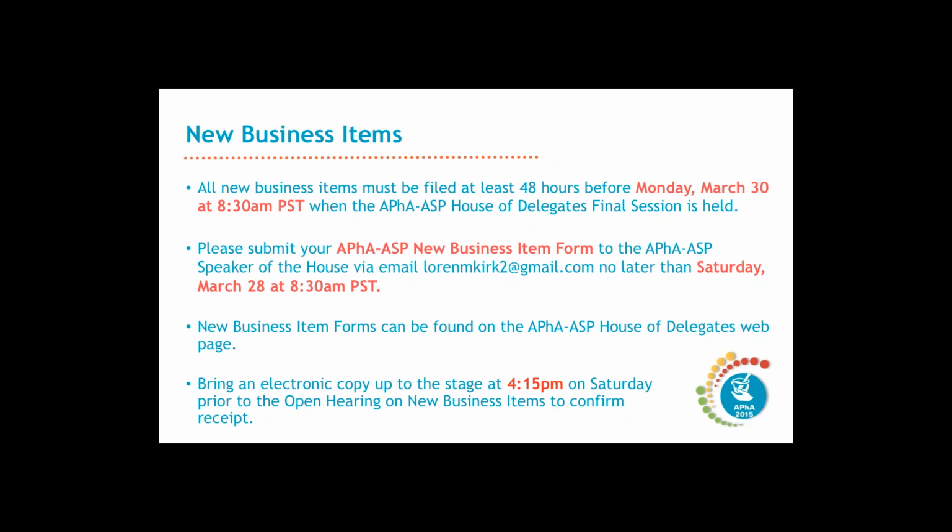The new business item forms can be found on the APhA-ASP House of Delegates webpage. And we ask you to bring an electronic copy to the stage at 4:15 just in case, just to make sure that we have received the new business item and that everything is in line in order to be discussed.